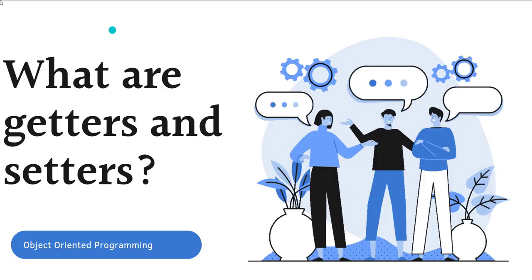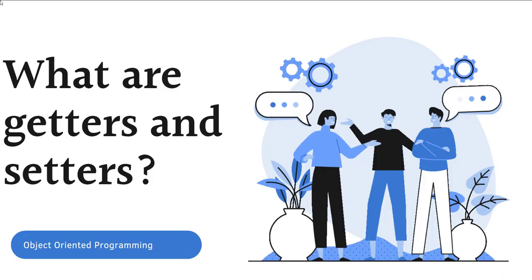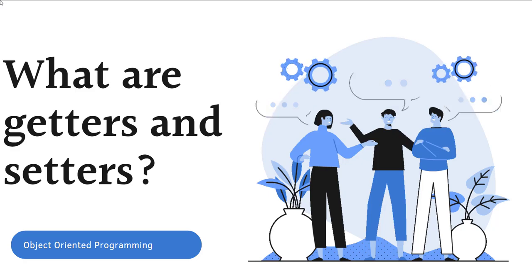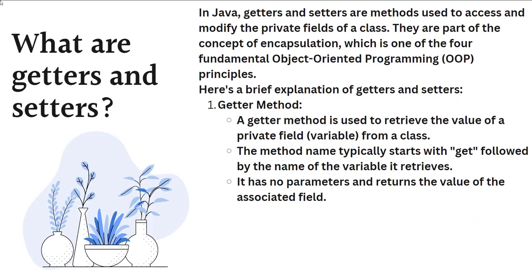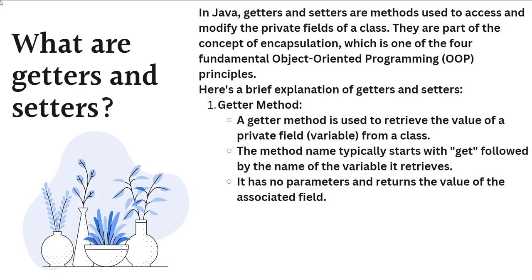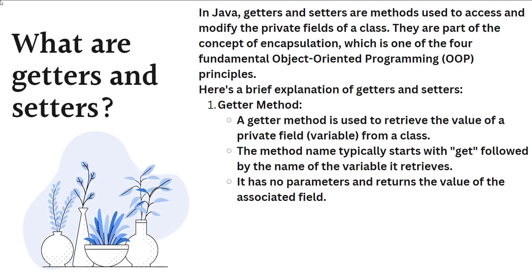Hey guys, now it's time to continue our discussion about object-oriented programming, and in this video we're gonna see what getters and setters are. So what are getters and setters? In Java, getters and setters are methods used to access and modify the private fields of a class. They are part of the concept of encapsulation, which is one of the four fundamental object-oriented programming principles. Here is a brief explanation of getters and setters.